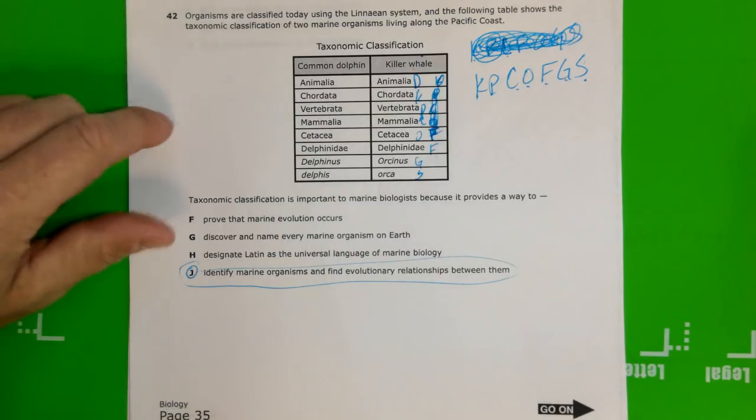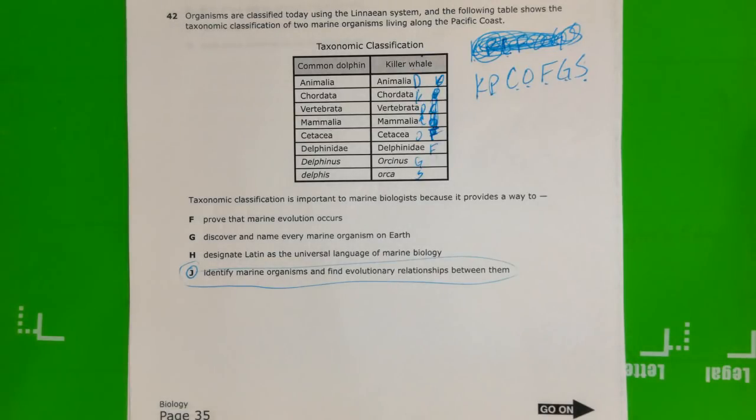We also use the taxonomic classification because it allows scientists from all over the world to know what they're talking about. So if they're talking about a horse, a horse isn't a horse in Spain. There's a totally different name for it. But if they use the Latin roots of the words, it's going to be the same animal. They're going to be talking about the exact same thing.